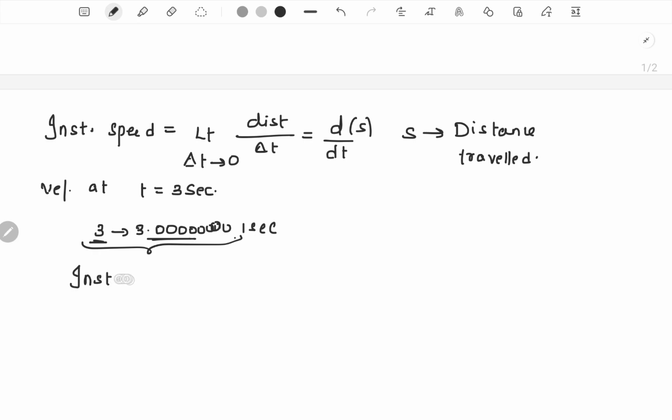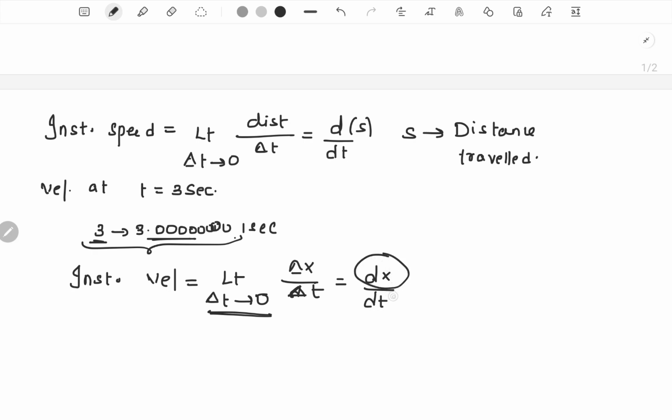Or if we keep the discussion simplified, instantaneous velocity is equal to limit delta t tends to 0. This limit delta t tends to 0 is nothing but saying the time interval that we are taking is very small. Then change in position divided by time is nothing but dx by dt. dx stands for a very small change in position in a very small interval of time, dt, or we can say mathematically we can call it the rate of change of position.